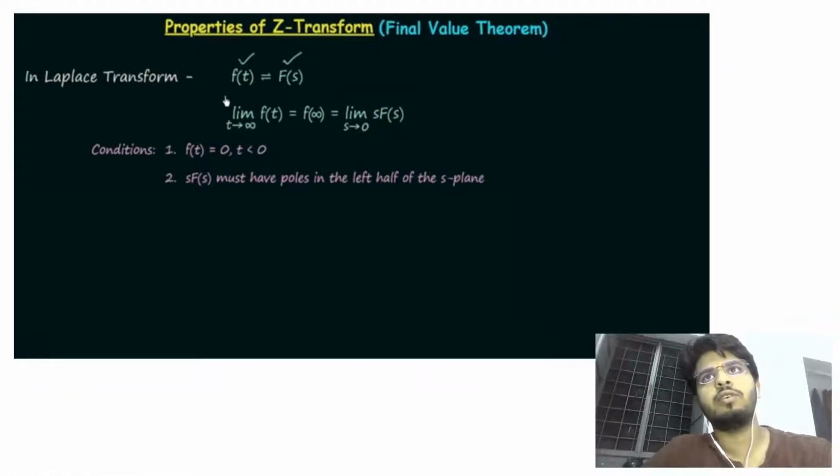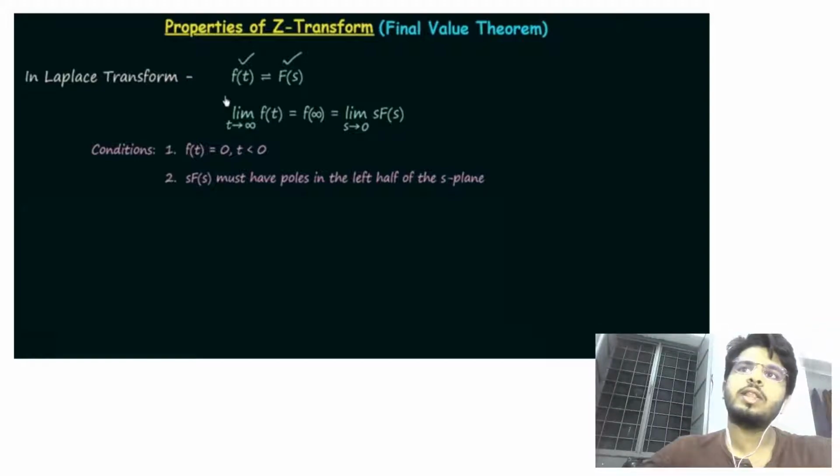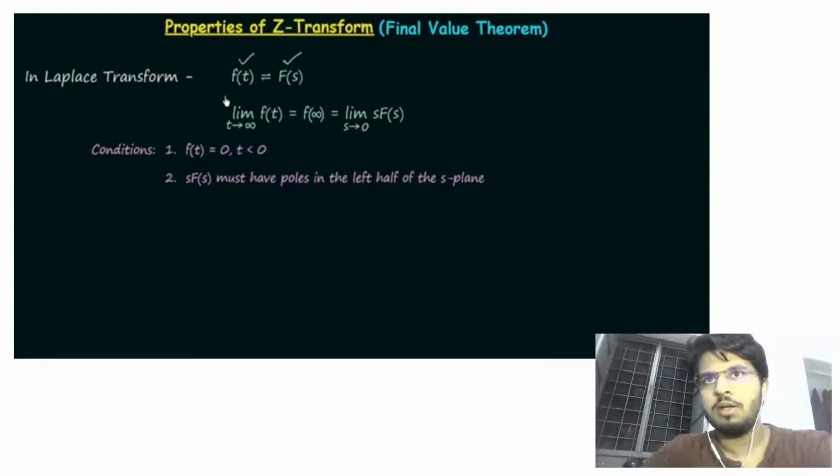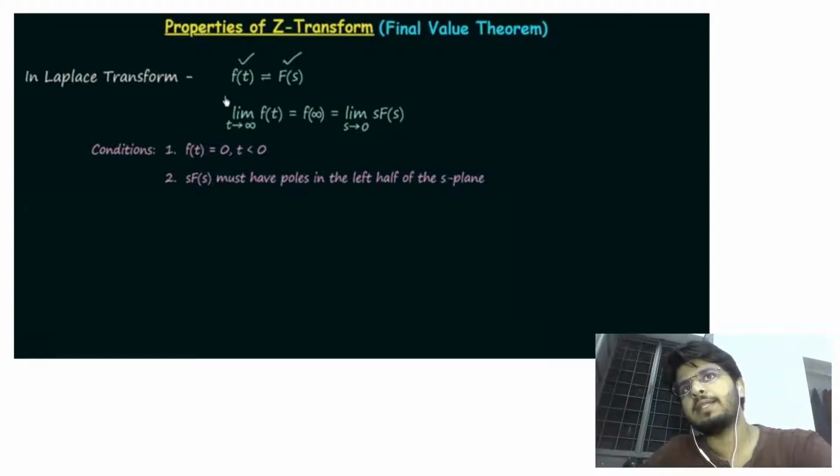Similarly, we can find it for the final value theorem as well. In the Laplace transform, the final value theorem was like this, and the conditions were that the input signal must be 0 at all values of t less than 0, and the SFS must have poles in the left half of the S plane. Only then can we find the final value, that is f infinity, and that will be limit s approaching 0 of SFS. So what about in Z transform?